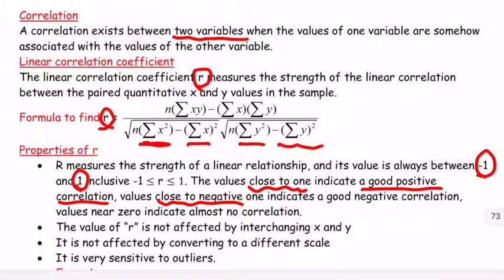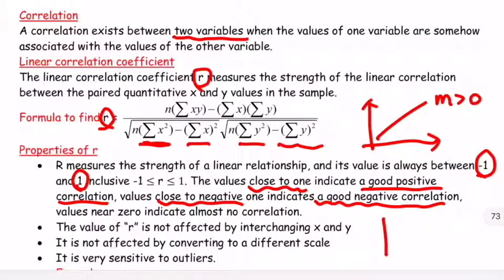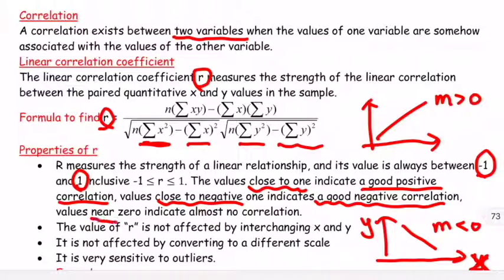So the positive correlation should look like this, where m is bigger than 0. A negative correlation will look like this: when x increases, y decreases. The m is smaller than 0. You need to note that there's one more: a value near 0 indicates these two variables almost have no correlation.